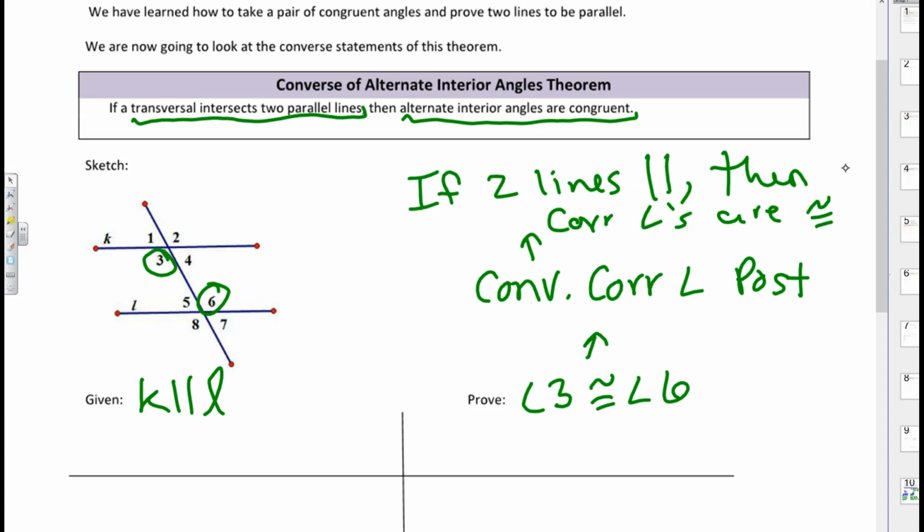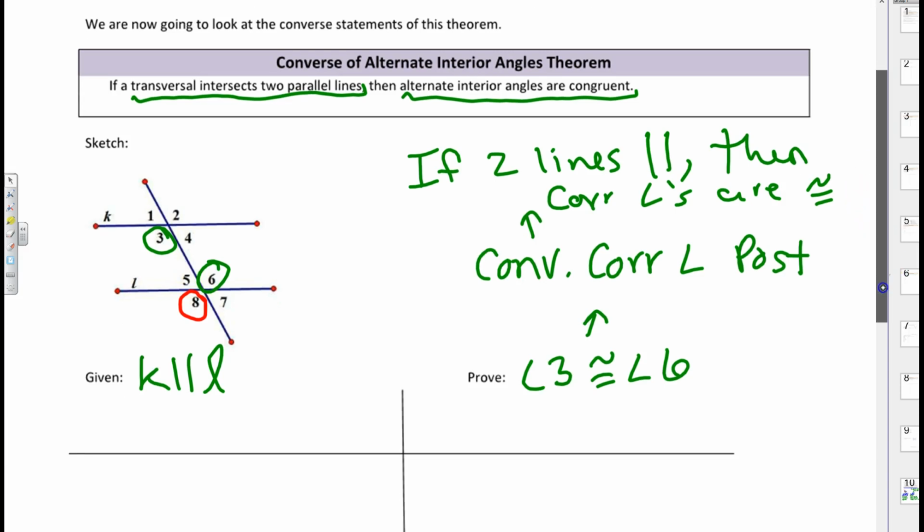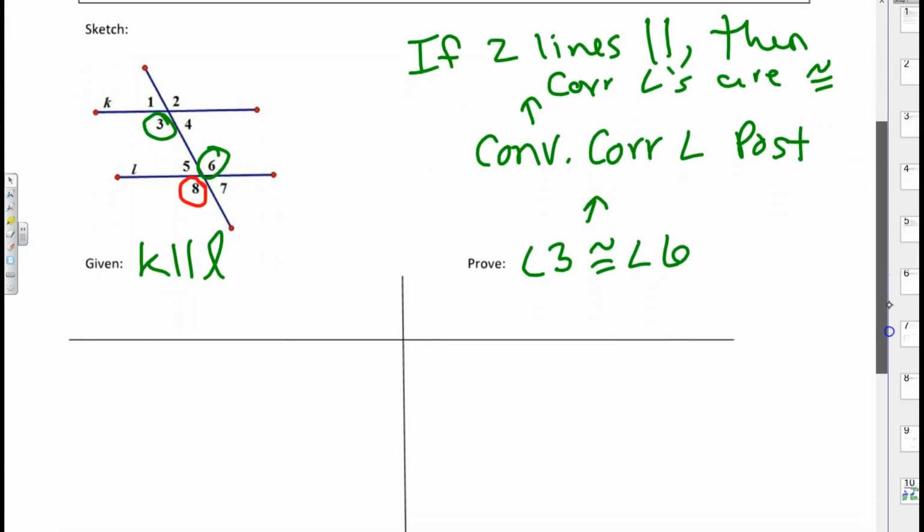Well, 3 and 6 are not corresponding angles, but coming back to buddy angle 8, it does correspond with angle 3, and angle 8 is congruent to angle 6. So I can use angle 8 again to be the pin around which I can swing this whole proof.